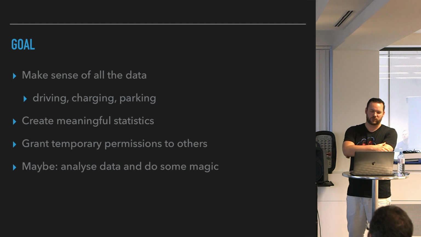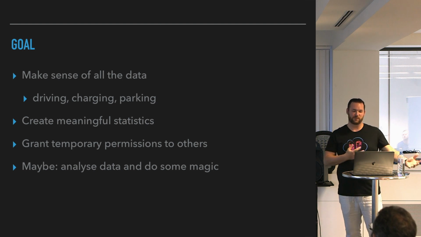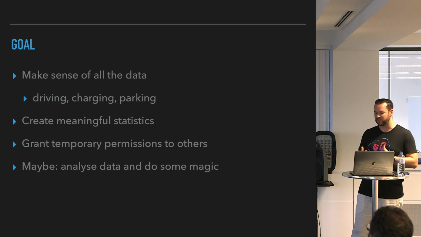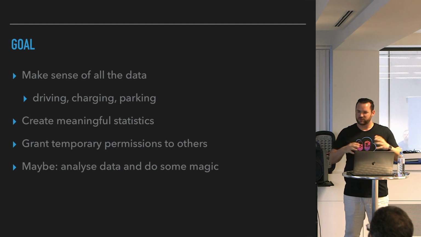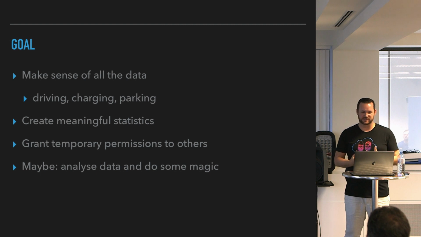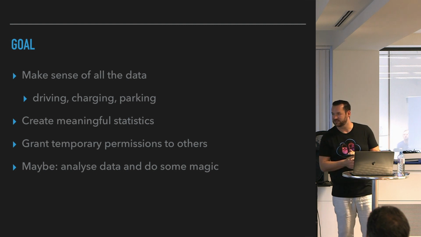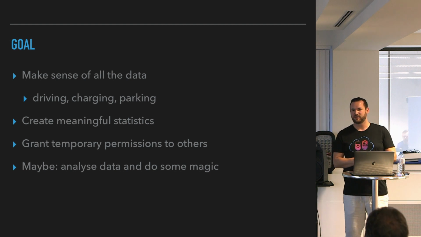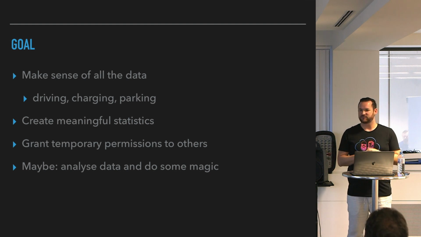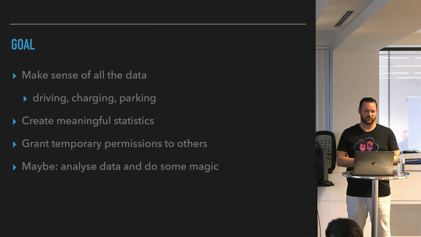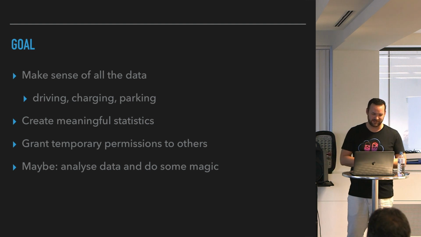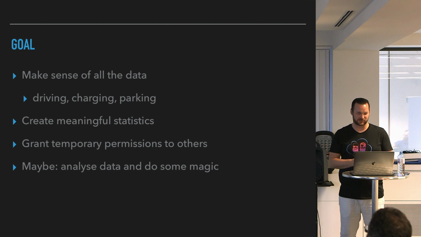So my goal was to make sense of all this data. I want to combine those. I want to evaluate driving, charging, parking states of the car, and want to put them together and create some meaningful statistics. So actually I want to answer the question how many miles or how many kilometers I drive each week. And I couldn't answer this very easily, and I'm a very lazy developer, so I don't want to take notes and calculate at the end of the month. So that's why I want to automate those things and create some statistics automatically.